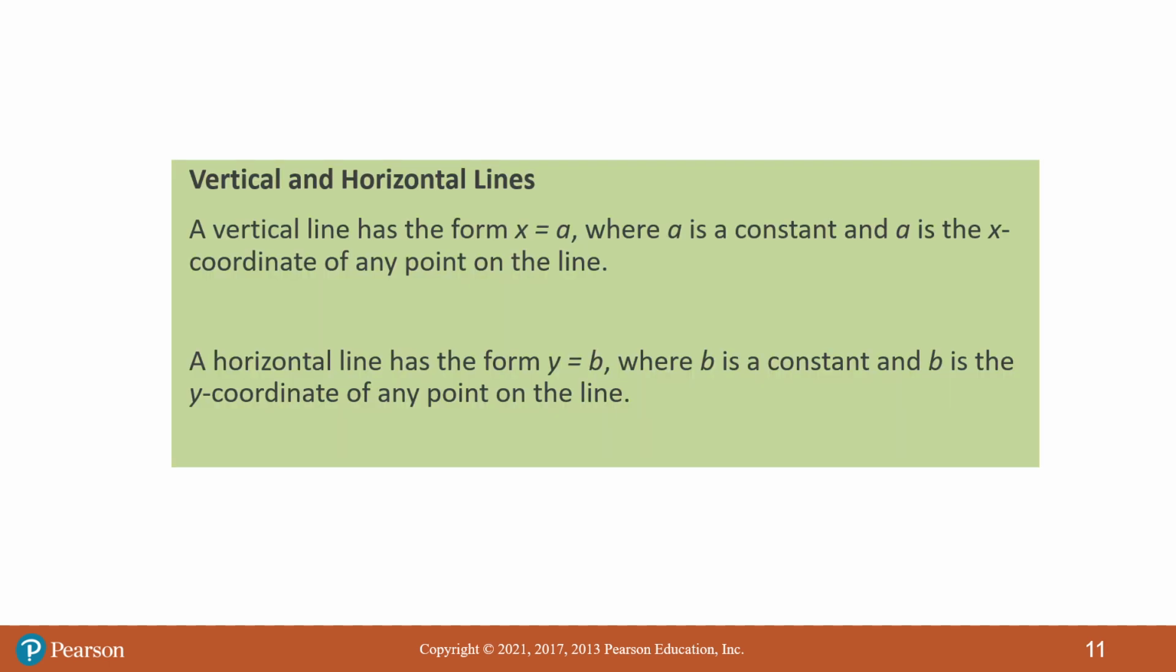Okay, just make sure you use the correct unit. 56,000. Now, let's look at something called vertical and horizontal lines and talk about them. A vertical line has the form x equals a, where a is a constant and a is the x-coordinate of any point on that line. A horizontal line has the form y equals b, where b is a constant and b is the y-coordinate of any point on that line.